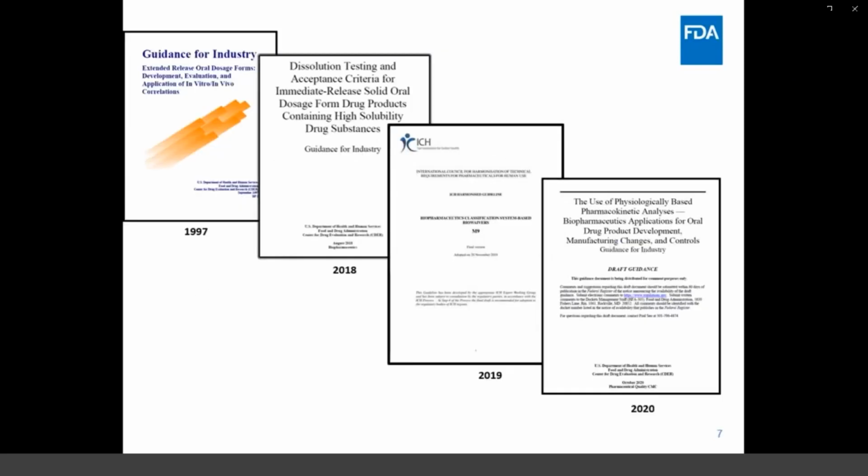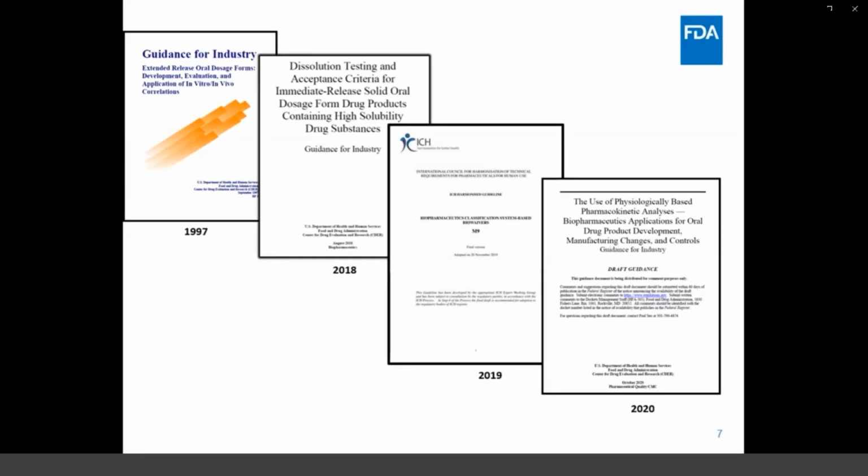This concept isn't new. It's something that's been one of the goals of the agency for quite a long time. All of the hard work that was put into the 1997 guidance, extended release, oral dosage forms, development, evaluation, and application of in vitro and in vivo correlation was really trying to bridge that gap between the in vitro and the in vivo performance. This thought process has maintained and continued in the Office of Pharmaceutical Quality now.